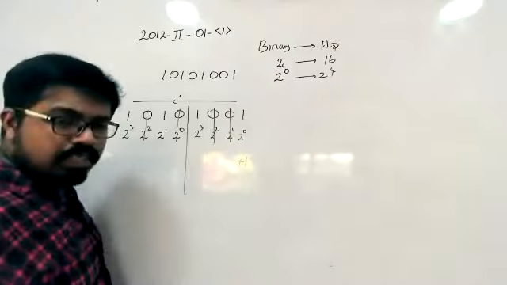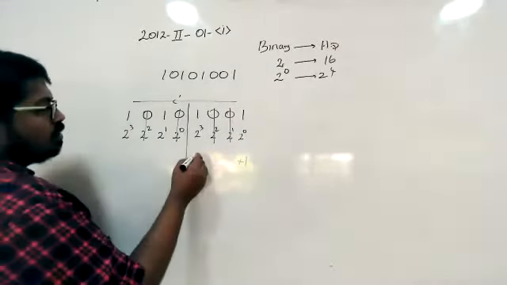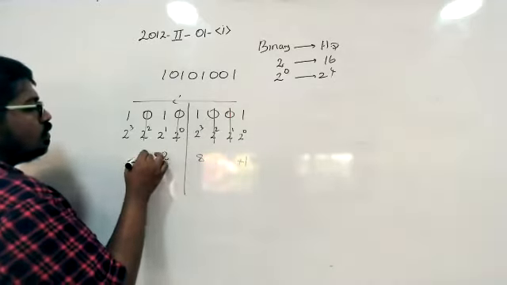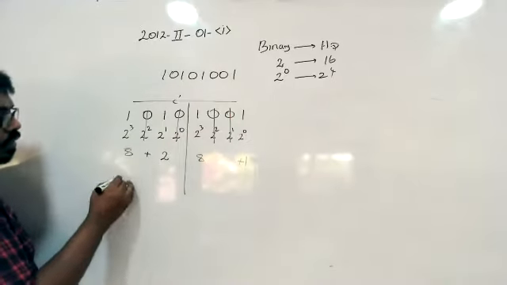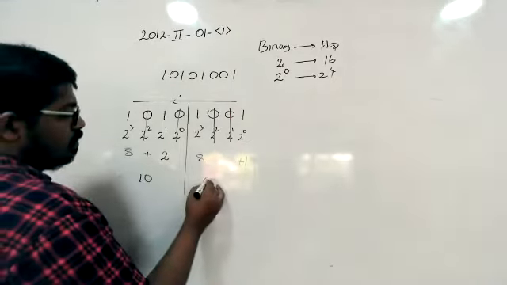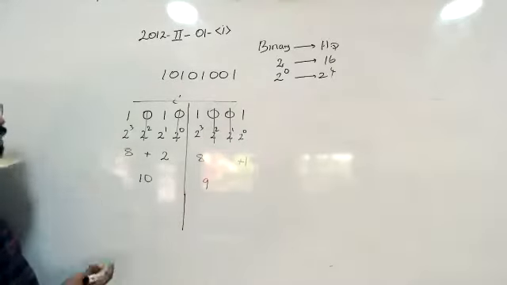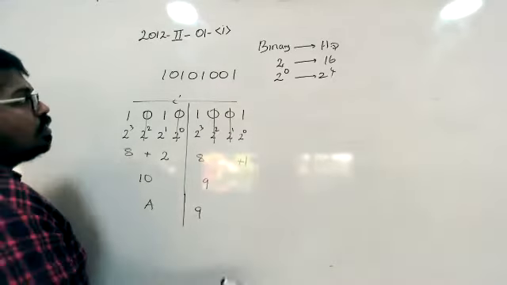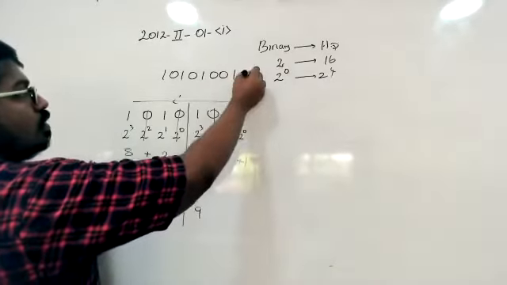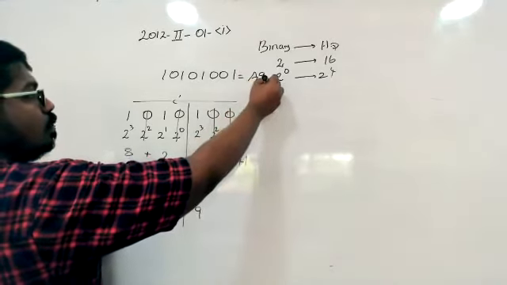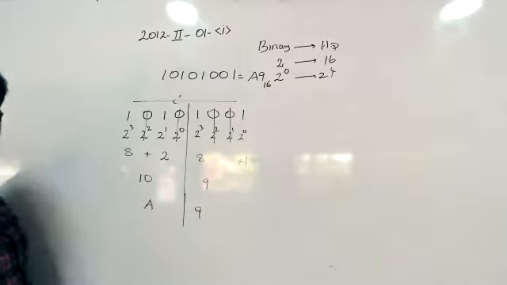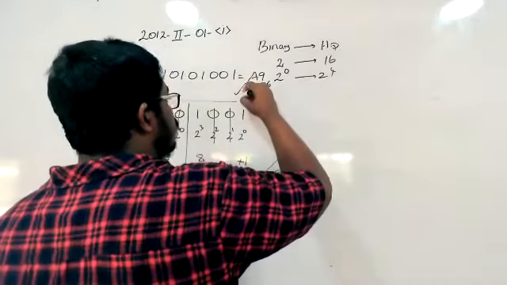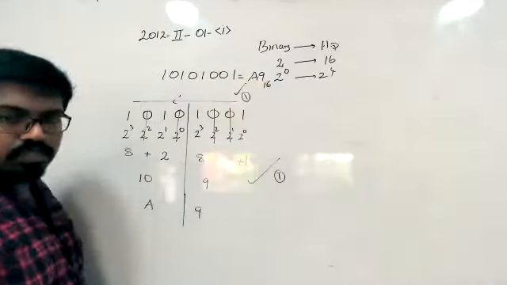Why? We are multiplying it by 0. So straight away I will add 8. 2 into 1, 2. 2 to the power 3 is 8. So this is 10. This is 9. In hexadecimal number, 10 means A. This is 9. So your answer will be A9 base 16. So for this computation, you will have 1 mark, and for this one, you will have 1 mark.